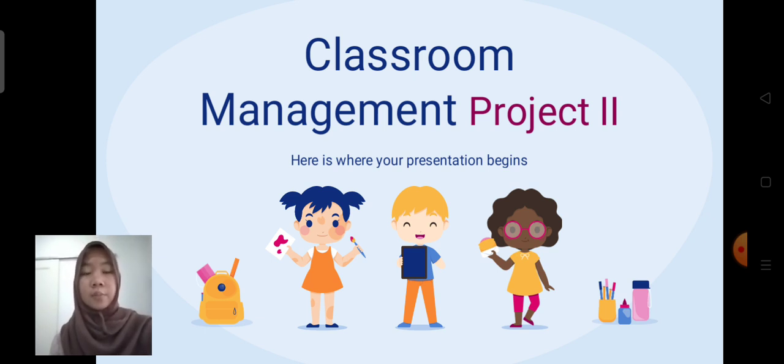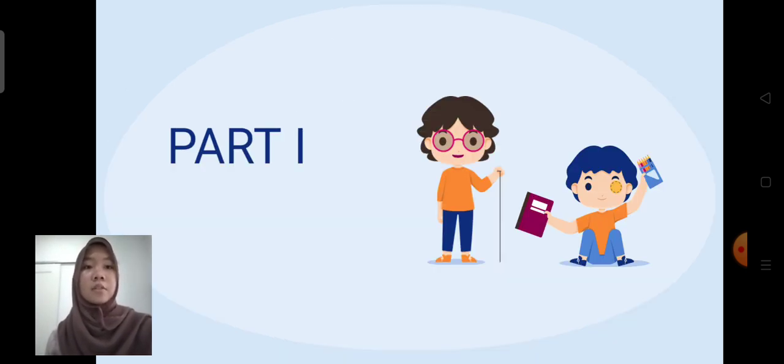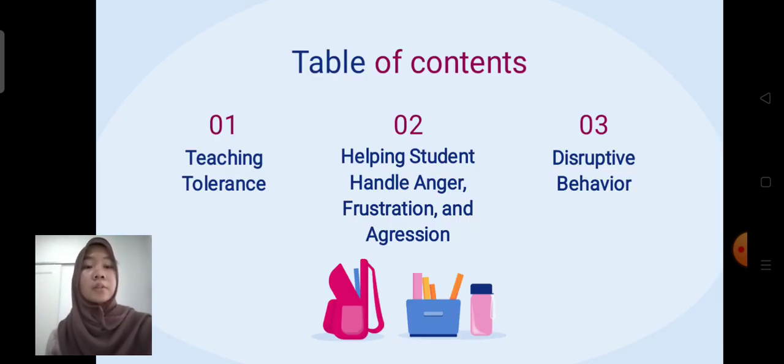So today I will present about my final project of classroom management. So in this final project there are two parts. The first part includes three topics. The first topic is teaching tolerance, the second is helping students handle anger, frustration, and aggression, and the last topic is disruptive behavior.